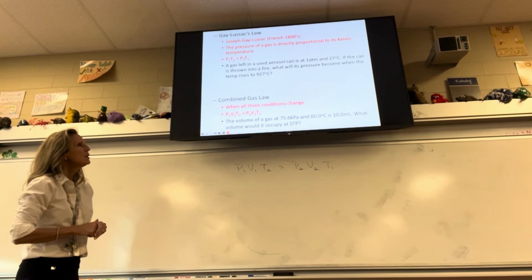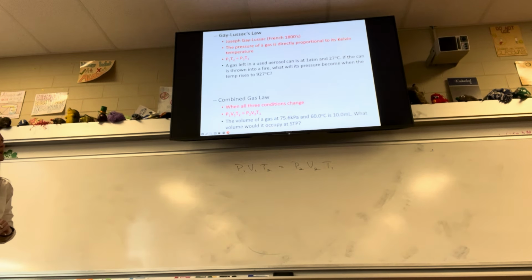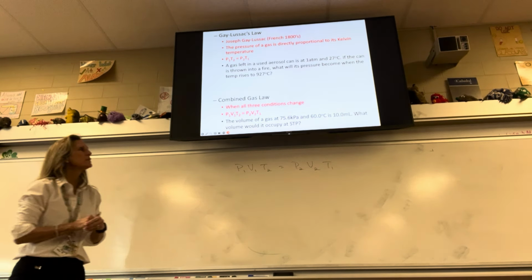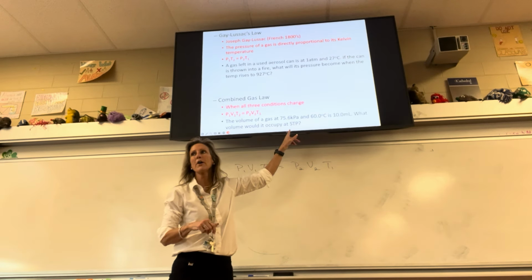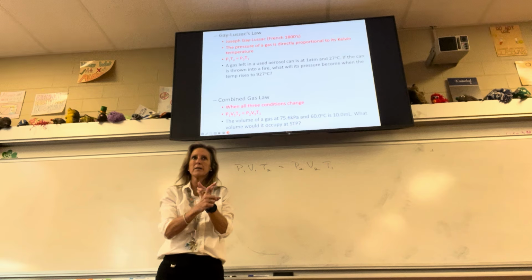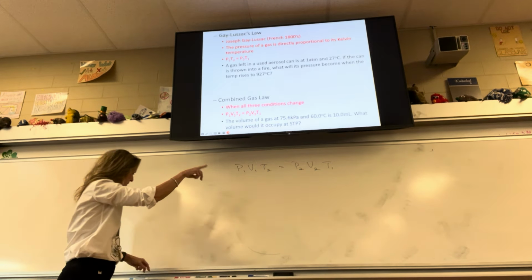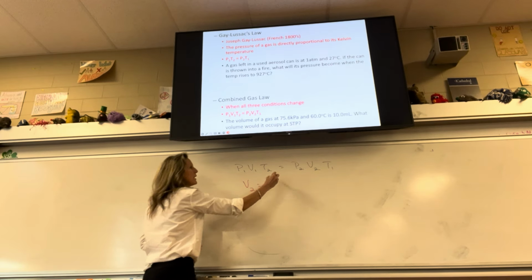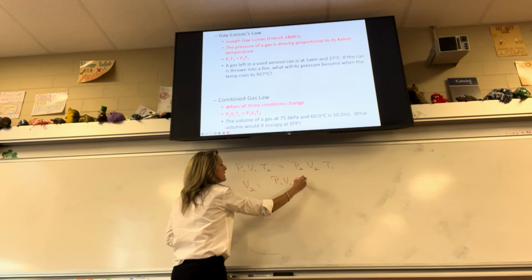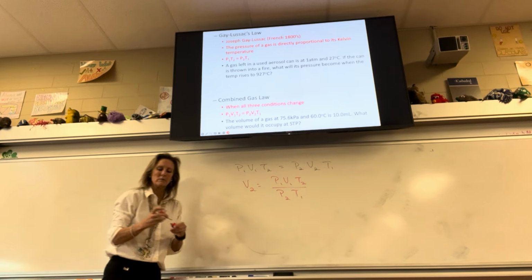So here we're solving. We have a gas at 75.6 kPa, 60 degrees Celsius, and 10 milliliters. We want to know what its new volume will be at STP. So in this case we are changing both the temperature and the pressure, and we're trying to figure out what the new volume will be. So rearranging this to solve for V2, we're going to have P1, V1, T2 over P2, T1.